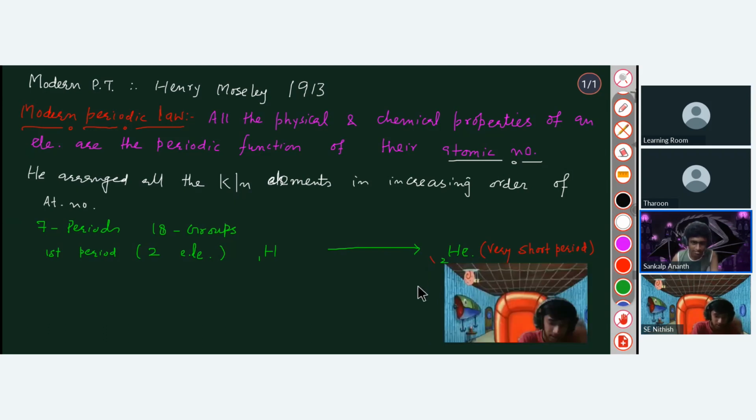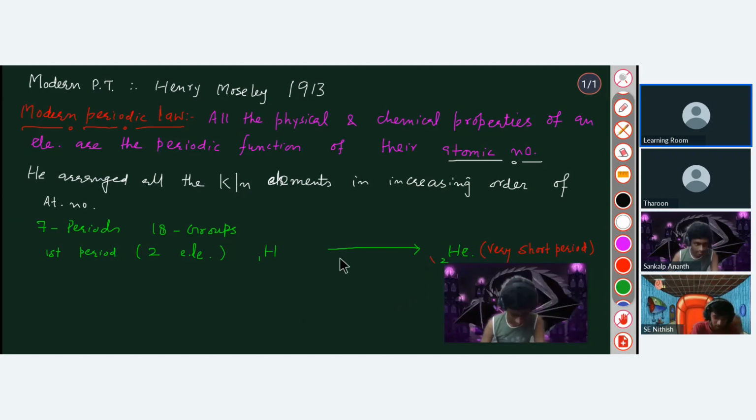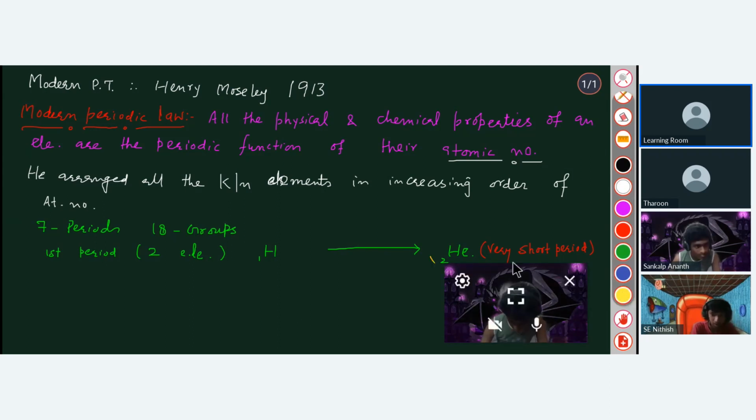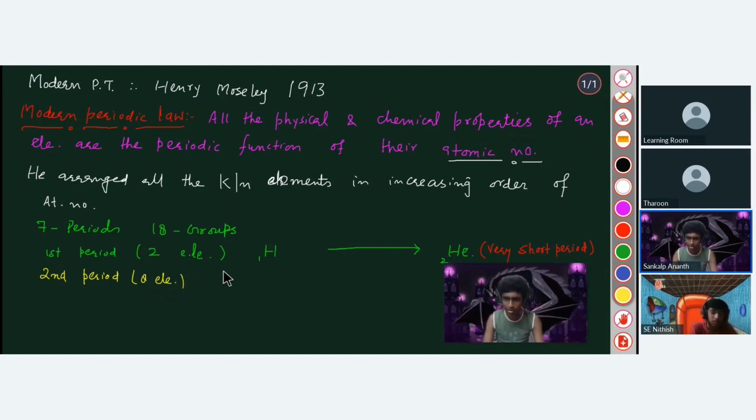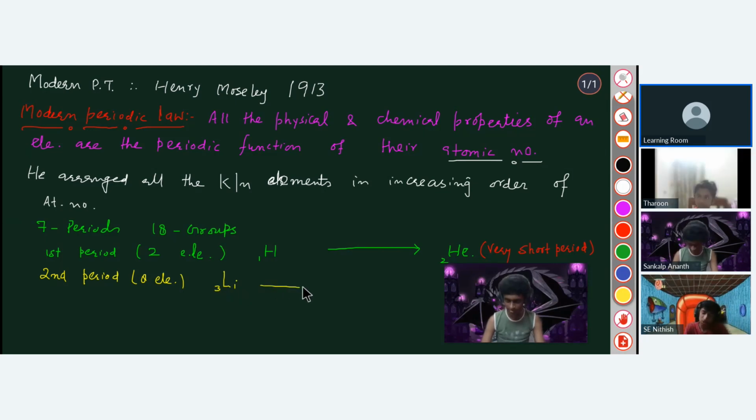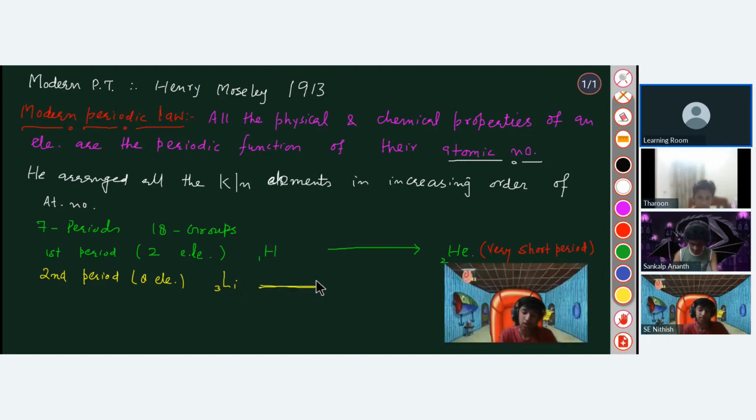Okay. So I told you that the first period has only 2 elements, hydrogen and helium, so it is known as very short period. Then we have the second period. There are 8 elements. It starts from lithium, atomic number 3, and ends at neon, atomic number 10.